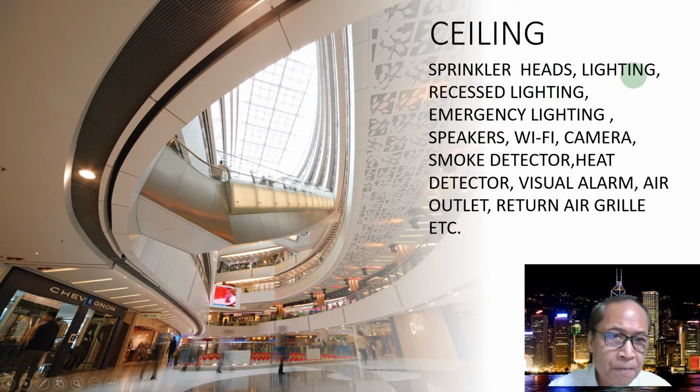The sprinkler, and the lighting, different kinds of lighting. Sometimes we have a lighting designer, sometimes a lighting consultant. But in most cases, it should be done by the interior designer. Emergency lighting and speaker are done by the E&M consultant. Smoke detector, and visual alarm for deaf people. Fire visual alarm, we'll talk about it in the fire service lesson. Air outlet, return, and air grille, etc.